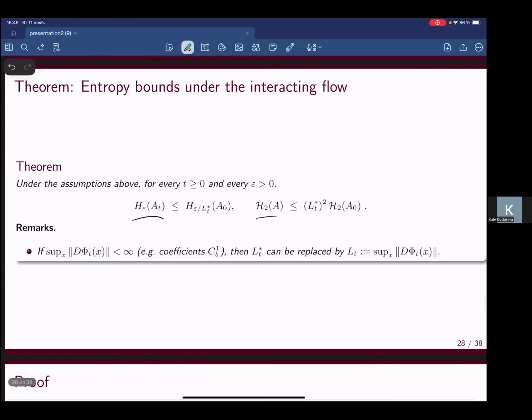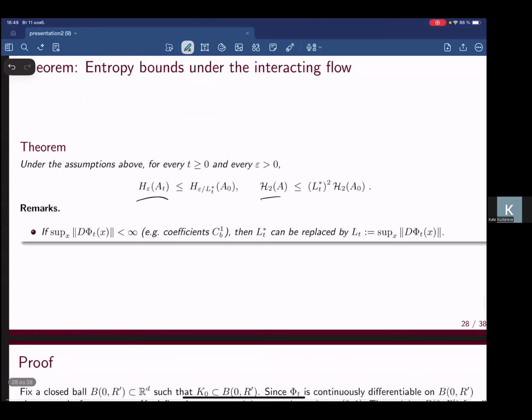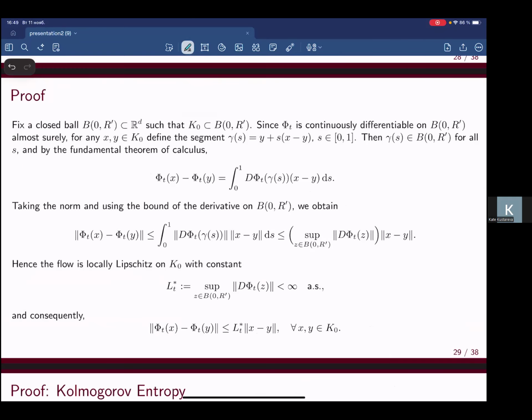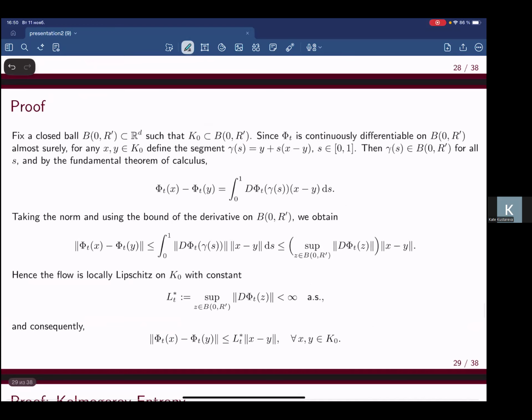Okay, now let's prove it. To prove it, we fix a closed ball in R^d that contains the initial compact set K0. Since the stochastic flow phi is continuously differentiable on this ball almost surely, we can take any two points x and y in our K0 and define the line segment in the interval 0, 1. By the fundamental theorem of calculus, we can rewrite this as a difference of the integral, and then take a norm on both sides.